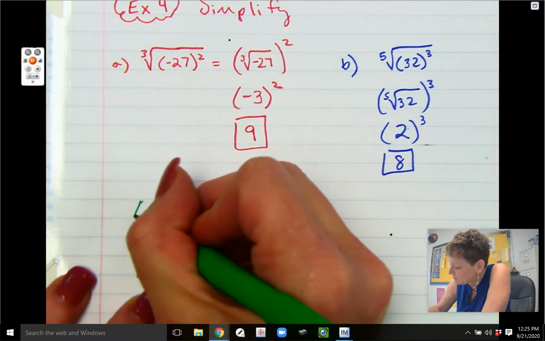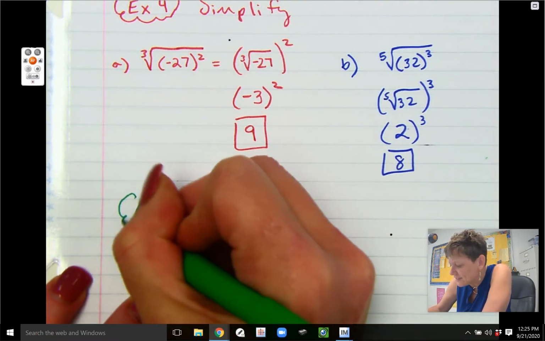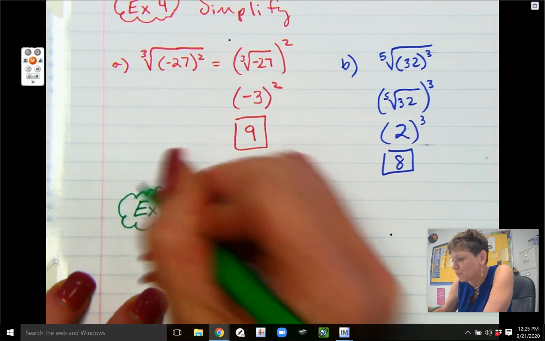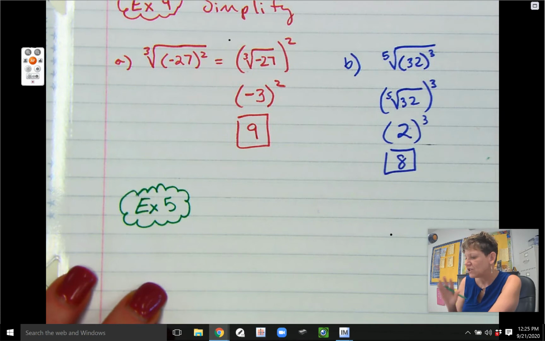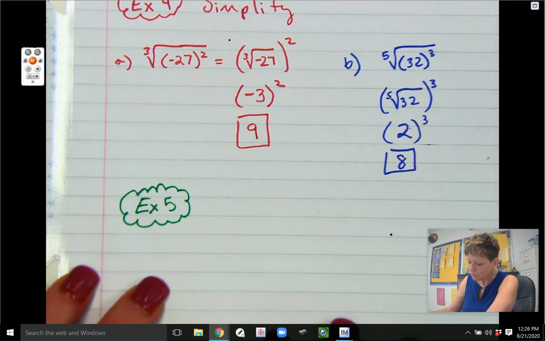Example 5. We have to do lots of examples because so many different properties and so many different things can happen with radicals that there's just lots of things to show you.